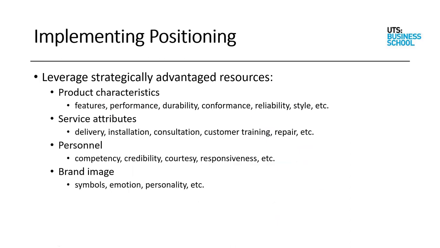Using the perception maps helps you to implement your positioning strategies. And when you're doing that, the brands can leverage certain characteristics. These could be product characteristics like the features, performance, durability, etc. These could be service attributes, for example, your delivery time, as in the case of Australia Post, installation, consultation, consumer training, repairs, etc.